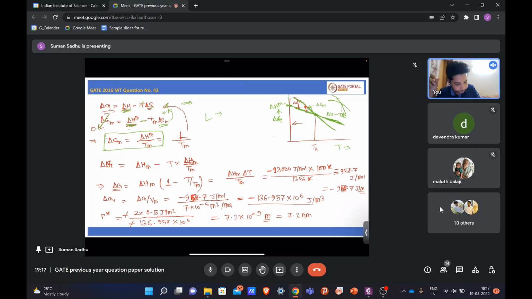So now let's move to this point, that is, at which temperature we are doing the solidification, that is delta G.